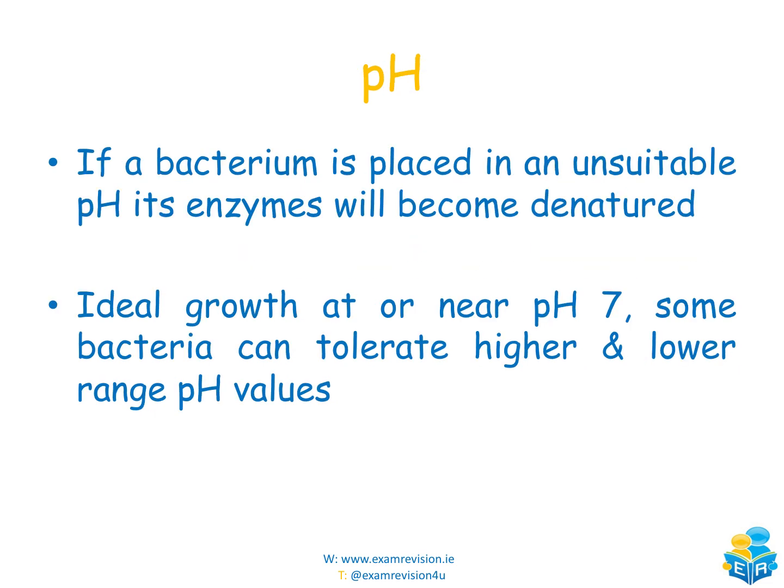pH is the next factor which can impact growth. So if a bacterium is placed in an unsuitable pH, maybe it's too high or too low, the enzymes will become denatured. So the enzyme will lose its shape again. It's effectively going to become useless. The ideal growth is at or near pH 7. So that's the neutral pH, but there are some bacteria that can tolerate higher and lower range pH values.